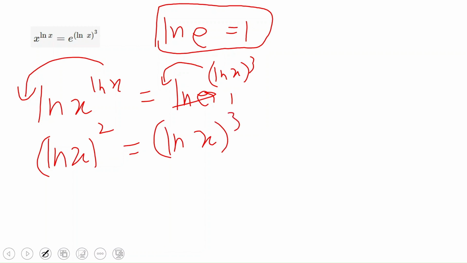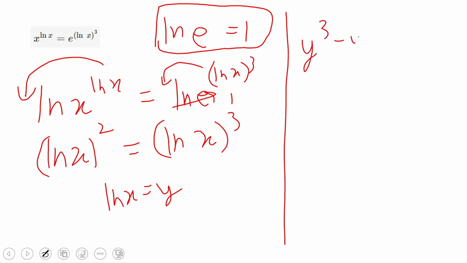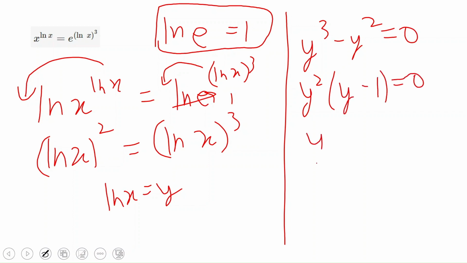Now we need to solve this equation. There are two ways to do this. The simpler way is to make a substitution. So I'll be using that method. That ln of x is equal to y. So I get y cubed minus y squared is equal to 0. Take y squared common. y minus 1 is equal to 0. So we get y is equal to 0 or 1.